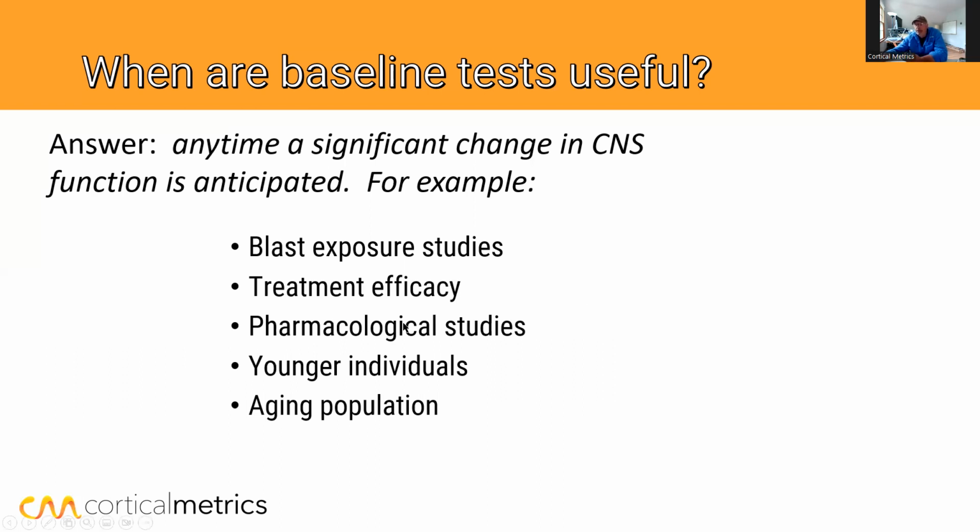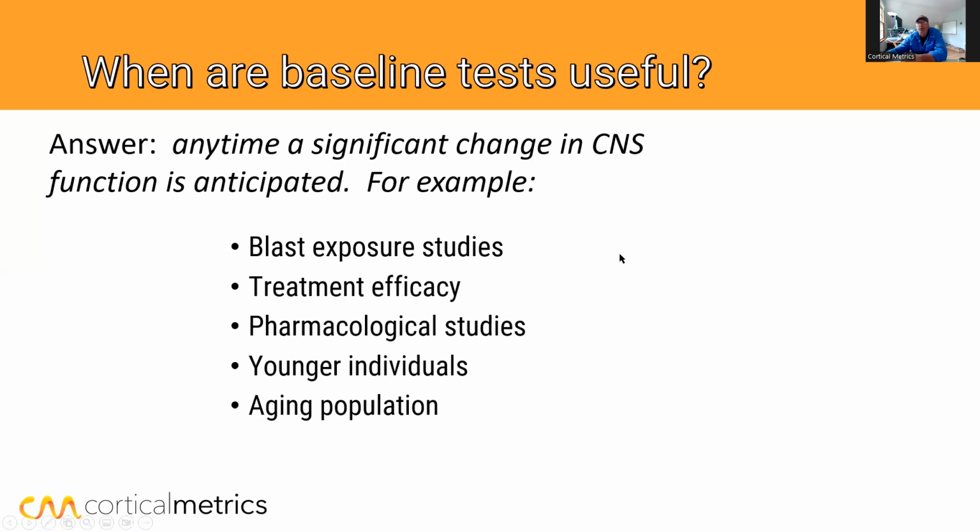Pharmacological studies. We actually did this in one of the studies we looked at. That's how we know that cough syrup is pretty effective for a few hours and how much it impacts. So just a little bit of cough syrup, we can see that show up on the Brain Gauge. Younger individuals, I'll talk about that later, and the aging population. So the aging population, are you anticipating a big change in CNS function? In younger individuals, it's on the developmental side, and in the aging population, it's on the degenerative side.